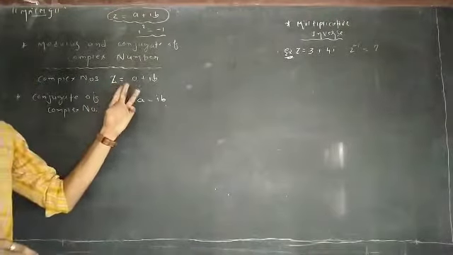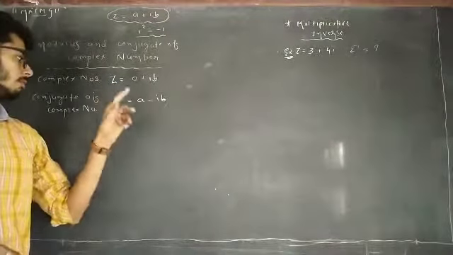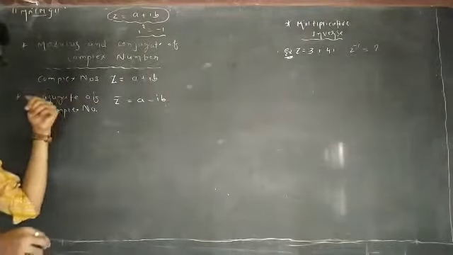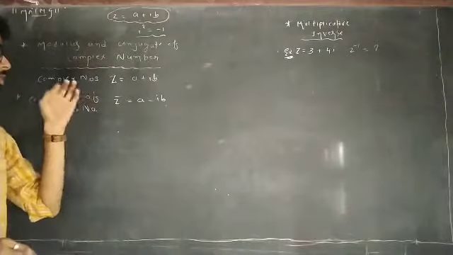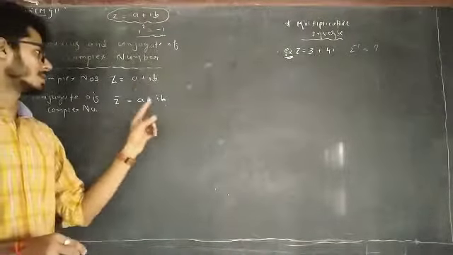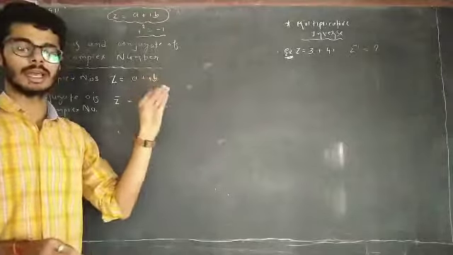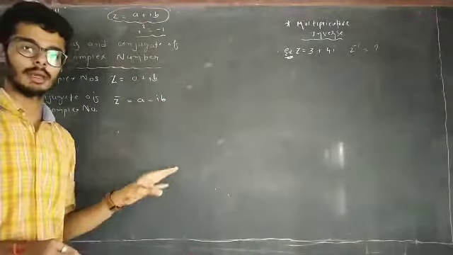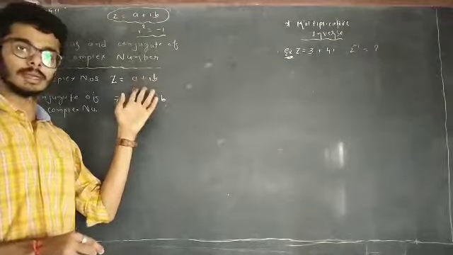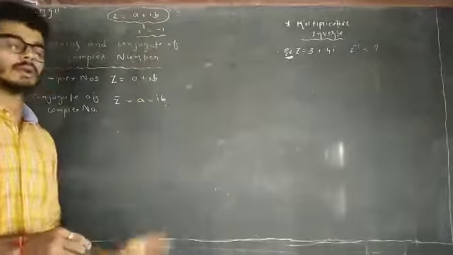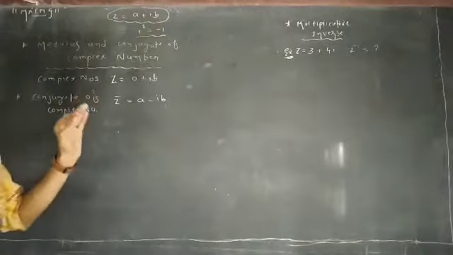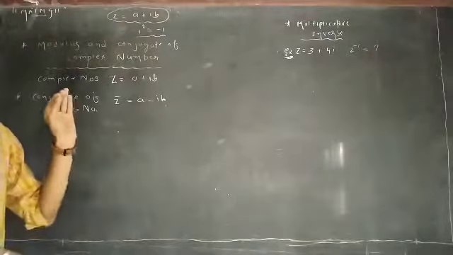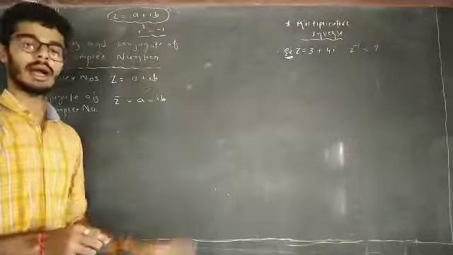See over here, z is equal to a plus ib. In order to find the conjugate, you only have to change the sign of the term having iota, meaning i. If over here it is plus, then we have to take minus. If it is a minus ib, then we have to take a plus ib. Only change the sign of the term having i.